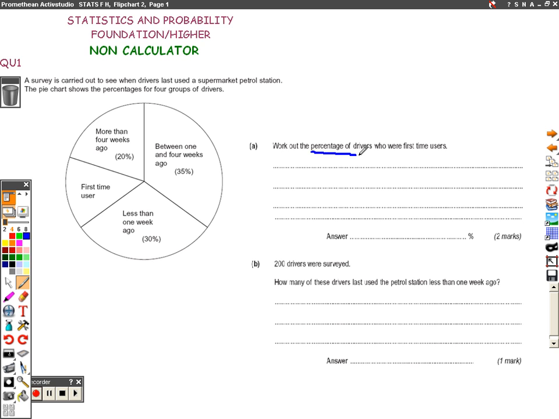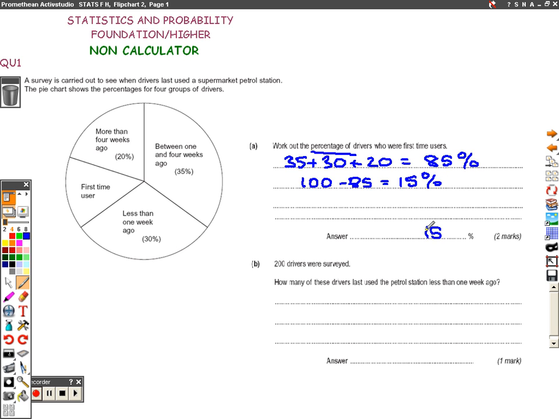So if we look at the percentages, you've got 35%, 30%, 20%, and when you add those together it gives you 85%. Percentages have to add up to 100, so 100 subtract off your 85 to give you 15%.